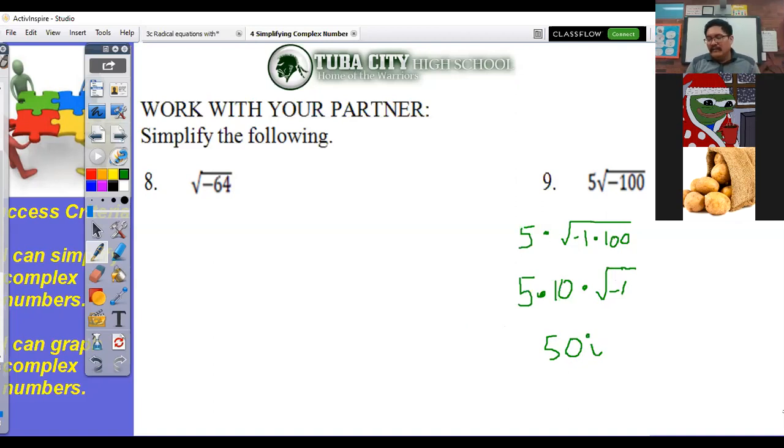So again, pretty simple. Just do what you normally do, but take the number on the outside and multiply it by whatever comes out of that radical. Whatever comes out, just multiply it together. And that's pretty much all you would need to do. So we are done with that one.